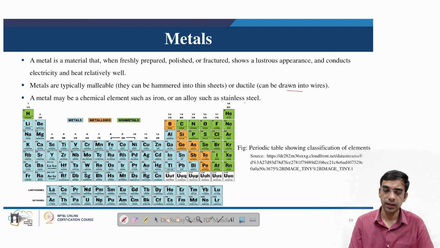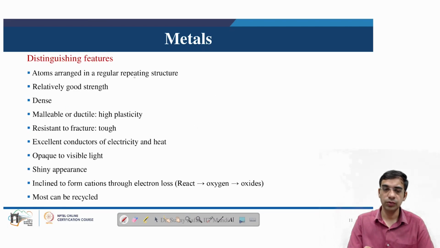or it can be an alloy like stainless steel. If you look at the periodic table, most of the elements come in the category of metals. Metals also have some distinguishing features. Metals consist of atoms that are arranged in a regular repeating structure. So they have a periodic arrangement of atoms.